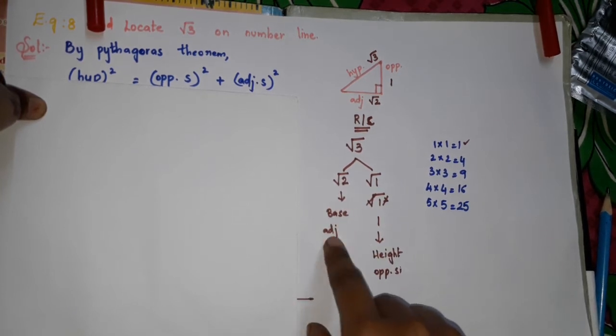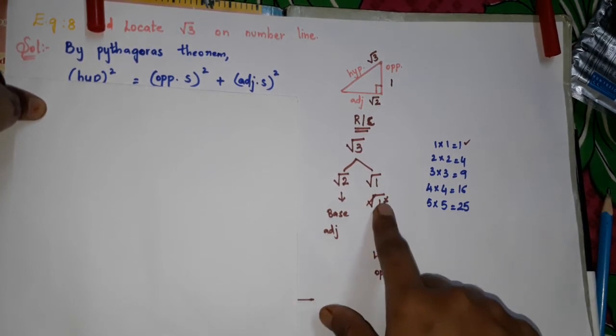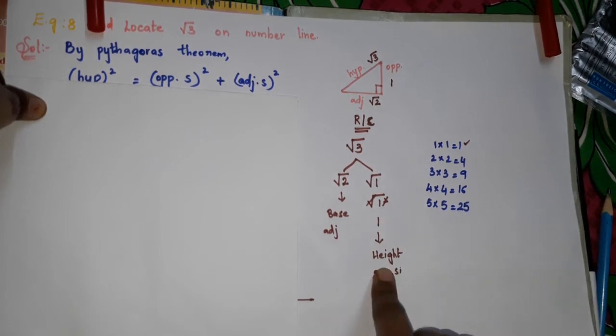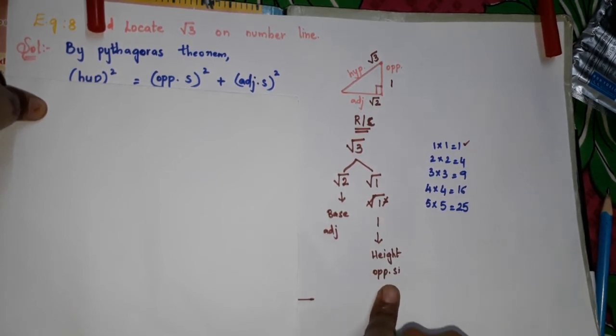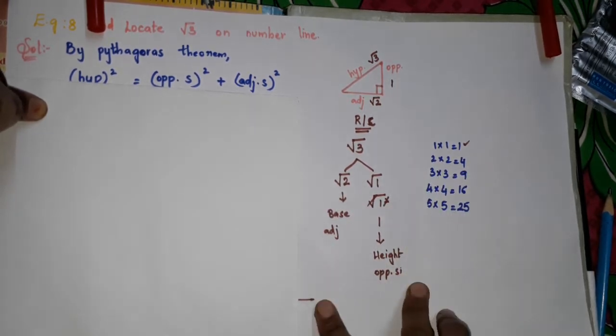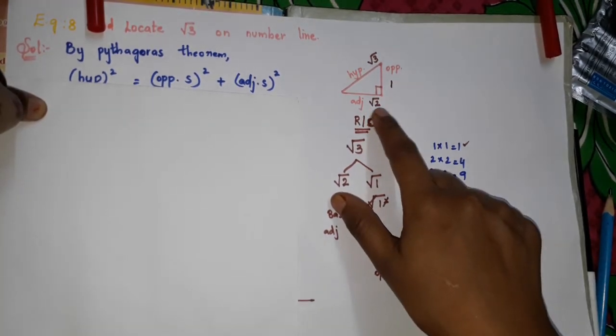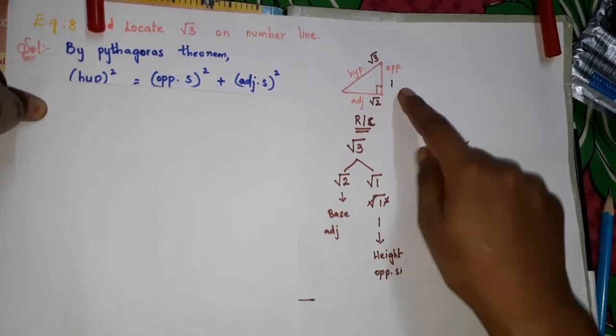Root 2 is nothing but the base, that is the adjacent side. Since 1 is a perfect square number, the answer will be 1, and that is nothing but the height, the opposite side. Now children, till here did you understand? So I will be writing base is root 2 and height is 1.